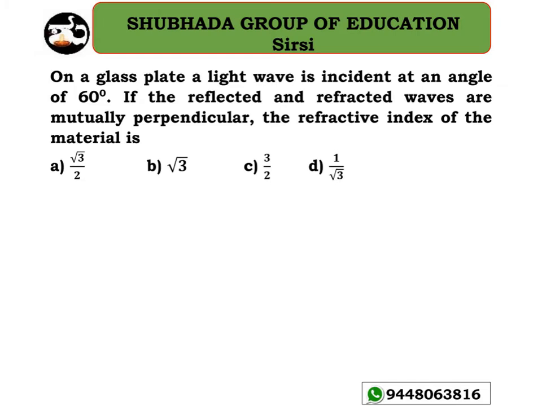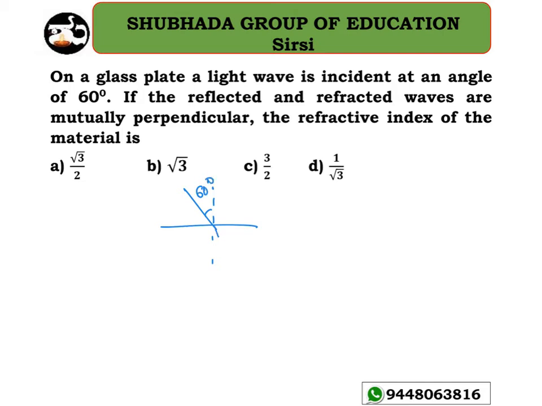The next problem says that on a glass plate, a light wave is incident at an angle of 60 degree. If the reflected ray and refracted ray are mutually perpendicular, the refractive index of the material is? So let me use the ray diagram here, where the angle of incidence is 60 degree.